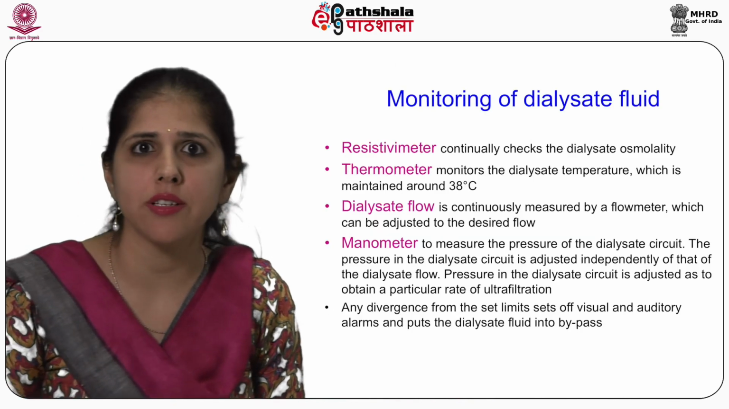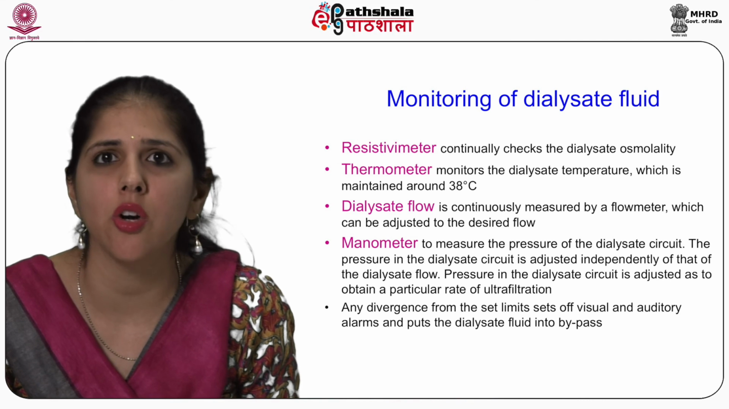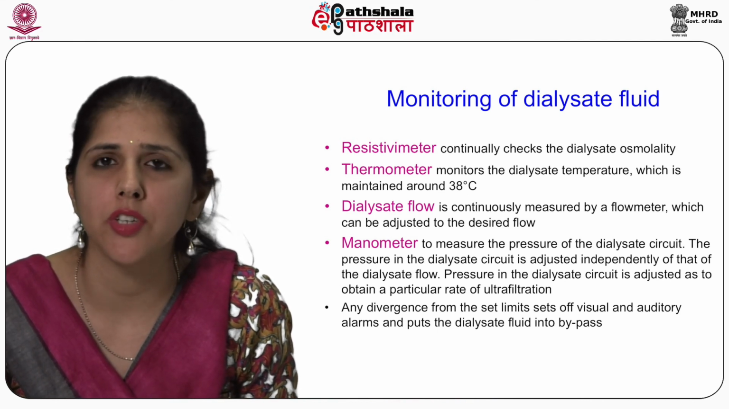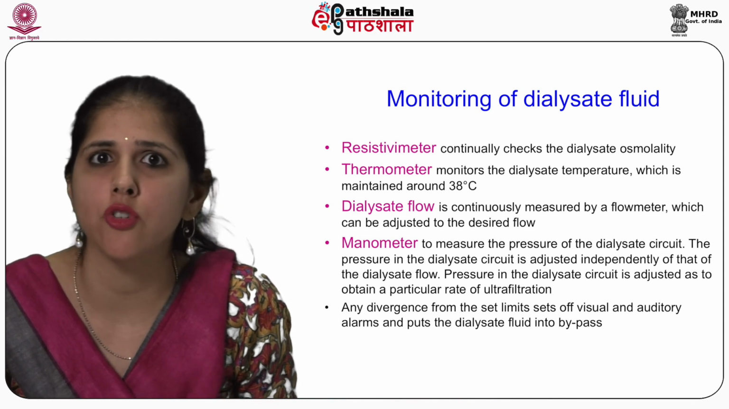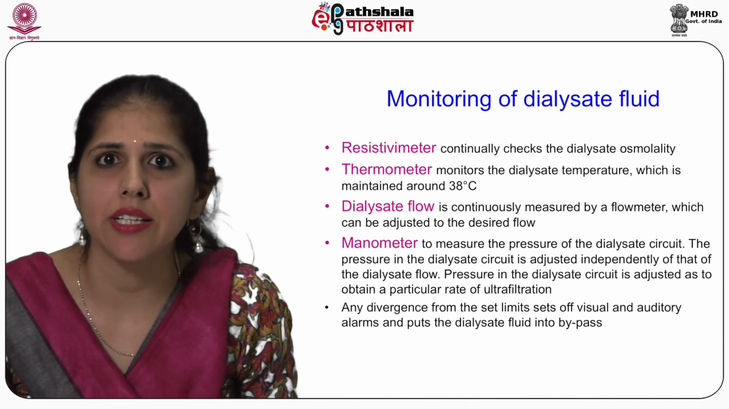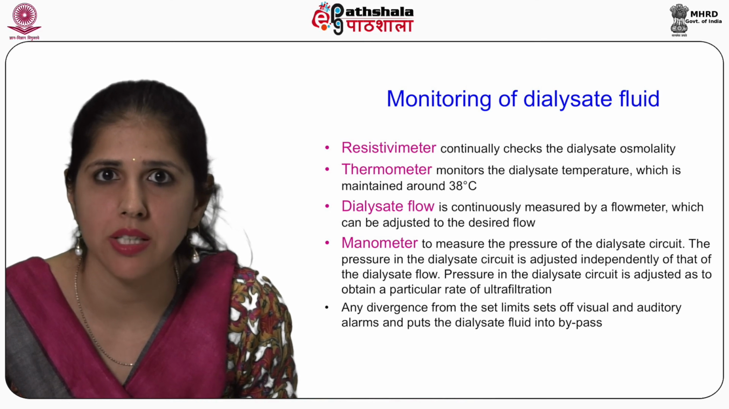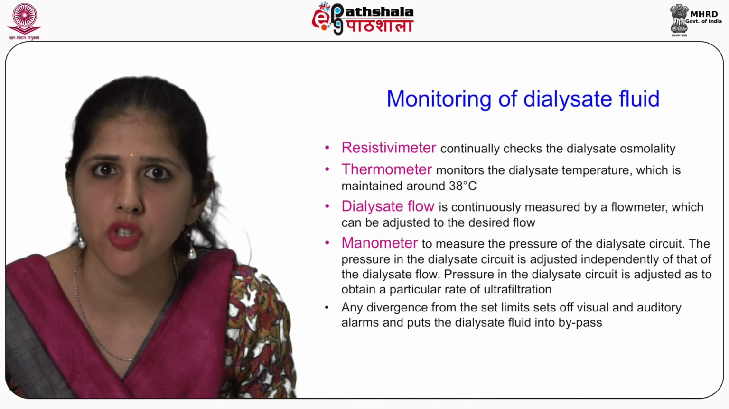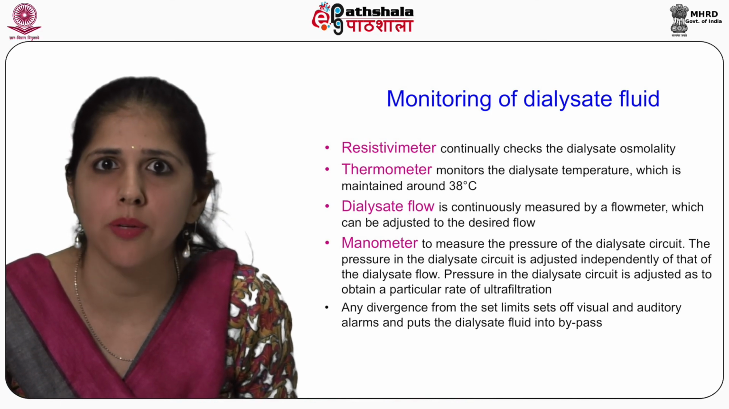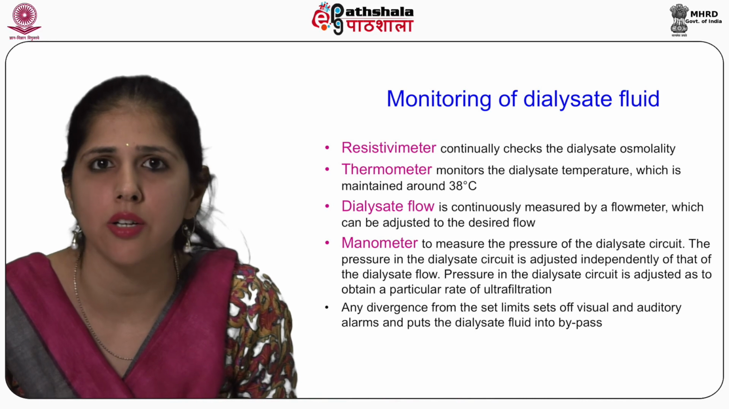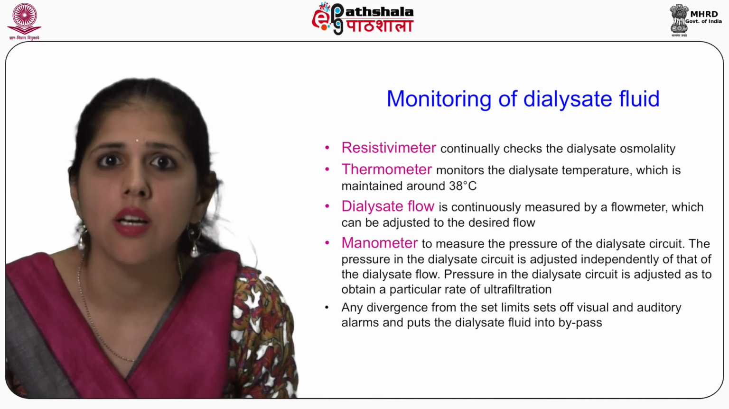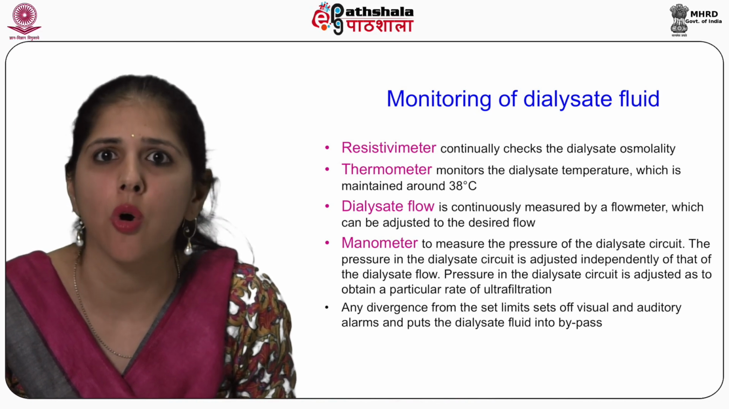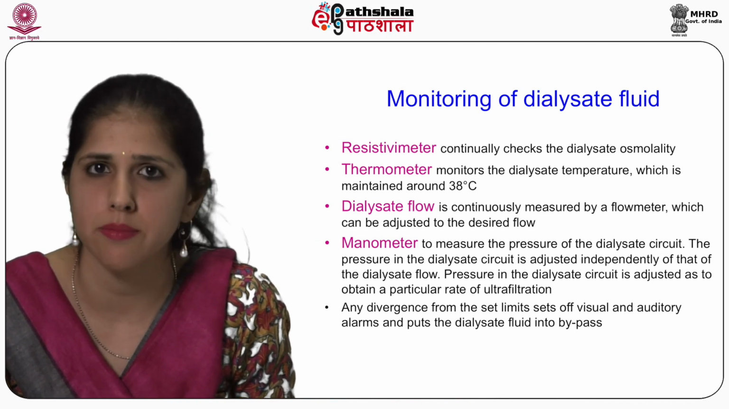The second monitoring system that we discussed is monitoring of the dialysate fluid. Like we discussed, we need to monitor the temperature. It should be warm, but it should not be hot. At the same time, we also have a resistive meter, a flow meter and a pressure meter. Flow and pressure determine how effectively the process of exchange or diffusion will occur across the hemodialysis membrane. Here also, any divergence from the set parameters would lead to an auto shutdown of the dialysis machine.